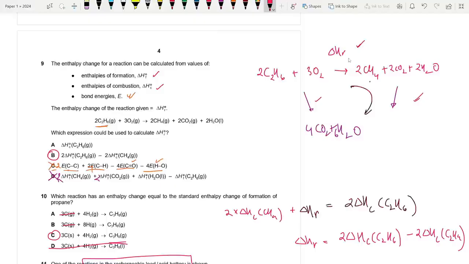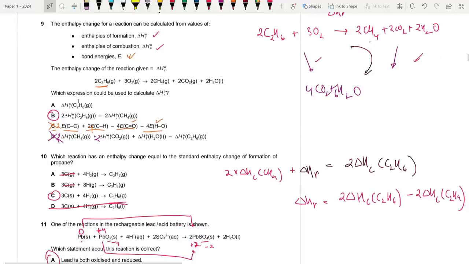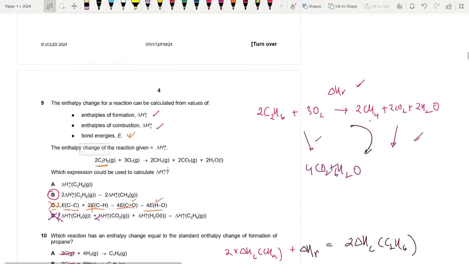Why are the other ones wrong though? A is completely relevant because it also deals with combustion. Now about the bond energies, if you look at the bond energies, it's actually like this.